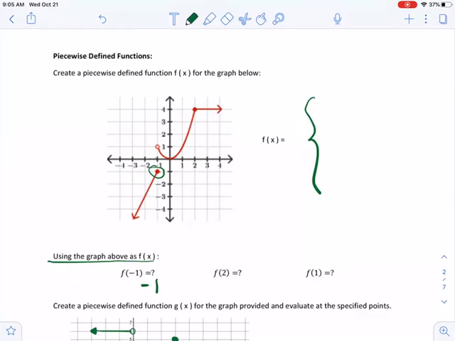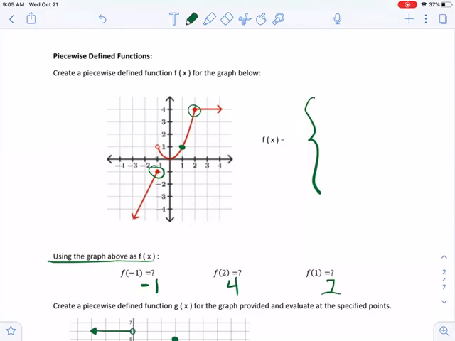F of 2, if I take a look, is going to be given by this value. So just looking on my graph, I end up with that being 4. And then finally, f of 1 is right here. It's not even in a contentious spot, so it's not even in between two values. It's just going to be 1. Okay, so we can do all of those without even creating this piecewise function.